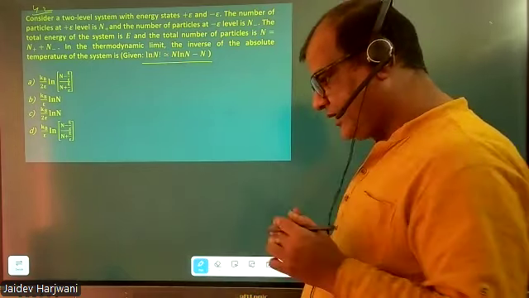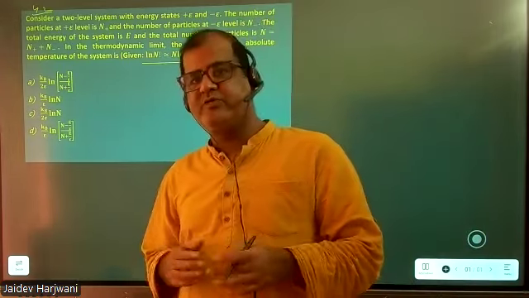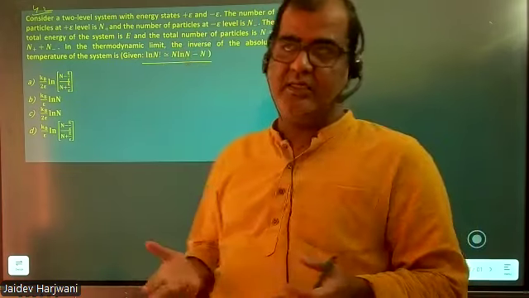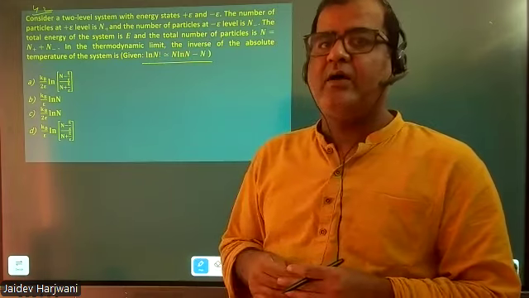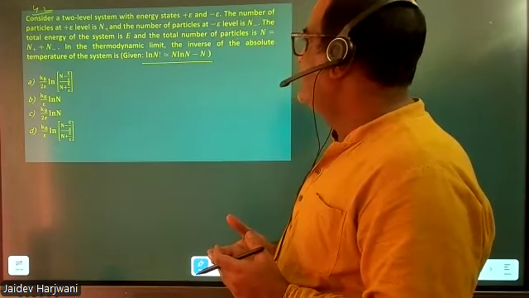सो इसमें क्या बोला है कि यू हैव टोटल n नंबर ऑफ पार्टिकल एंड n नंबर ऑफ पार्टिकल हैज टू बी डिस्ट्रीब्यूटेड इनटू कंपार्टमेंट, namely energy E and minus E. This is a two-level system, and now they are asking what is the inverse of absolute temperature for this system.